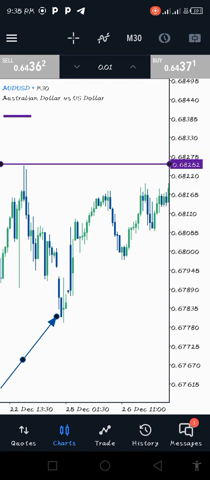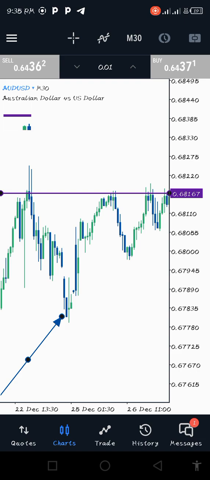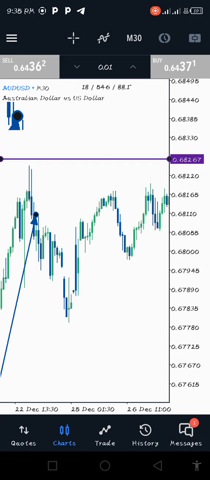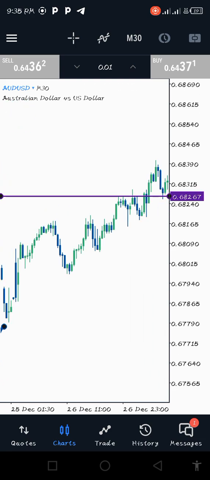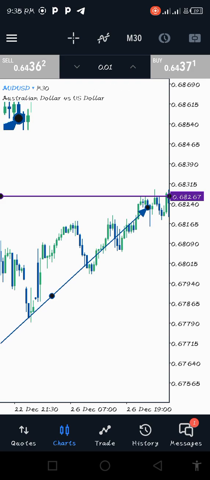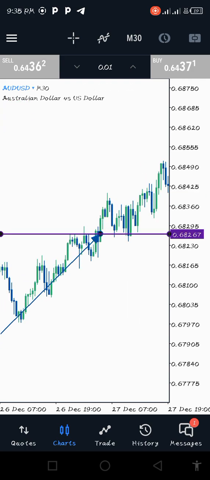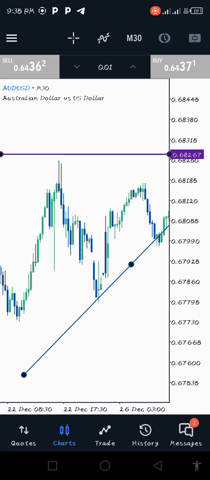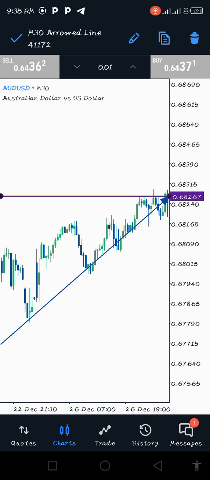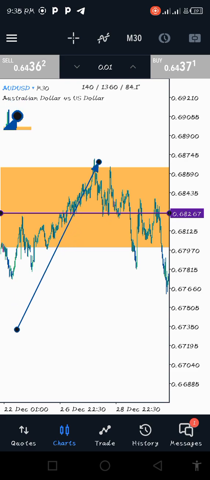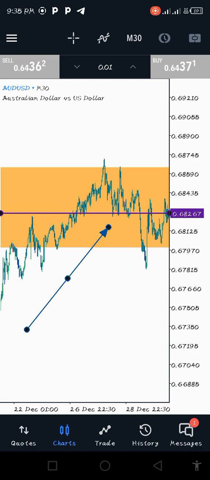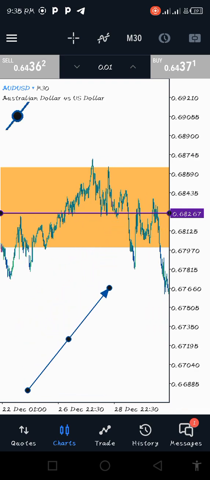Let me see where I could be stopped. If I entered a sell opportunity right here and then stop loss above there, price would move down here, then come and stop me right here. But let me see when we could be having a change in character, how price behaved. So price moved up, no change in character yet, until we had a change in character right at this place.